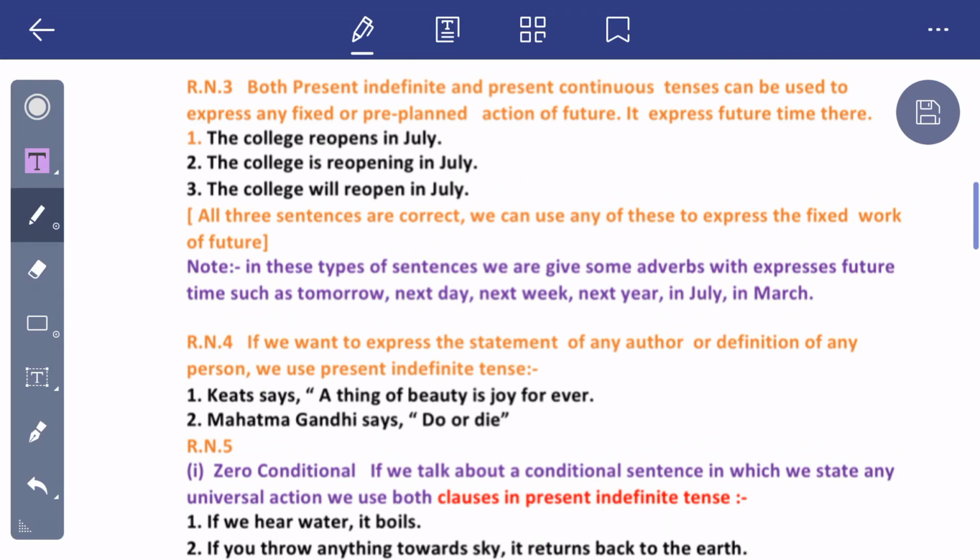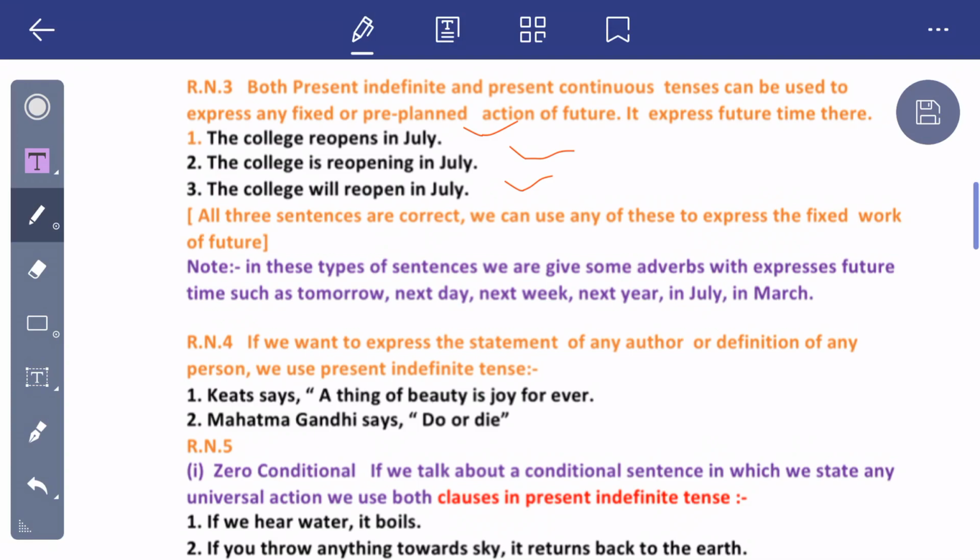So what is the point with all these? All of these sentences are correct. All these three sentences are correct. We can use any of these to express the fixed work of future.